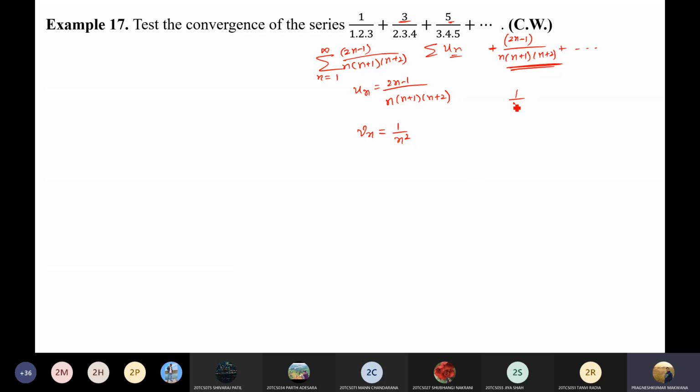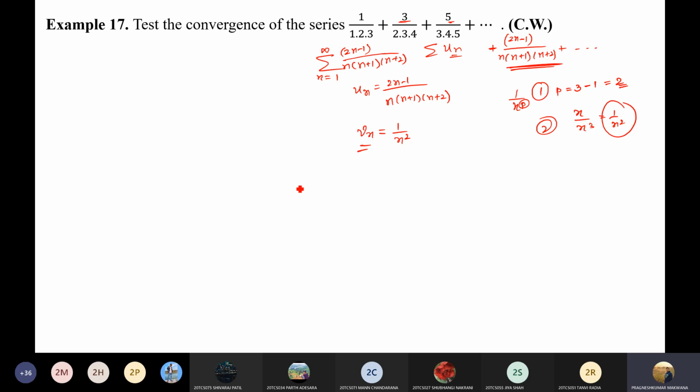So we can choose 1 upon n raised to p. Now what is p? Here in the denominator the power is 3 and in the numerator it is 1 less, so the final answer is 2. So we can choose p equal to 2, that is 1 upon n square. The other way: the term is n in the numerator, and in the denominator n into n into n, that is n cube. So Vn is equal to 1 upon n square, by the first way and the second way.